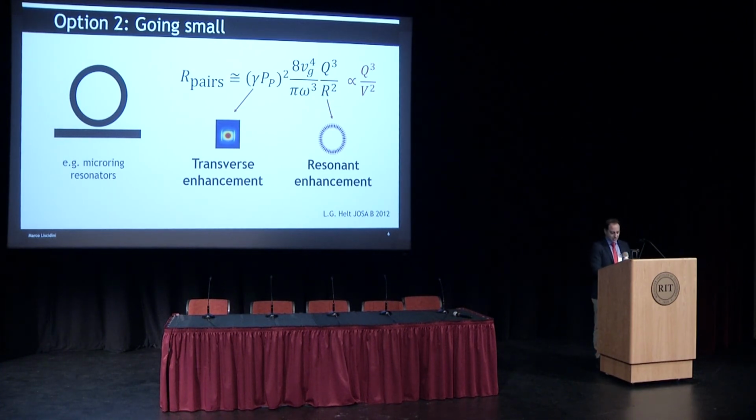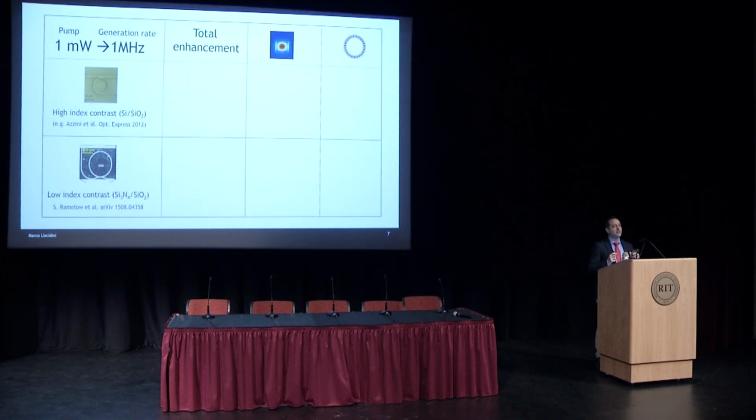Now, it's a good exercise to try to understand how these two effects play when we take different materials. For example, imagine this kind of experiment. I want to use 1 milliwatt at 1550, and I want to generate pairs with a megahertz rate. Okay? Now, this has been done already experimentally.